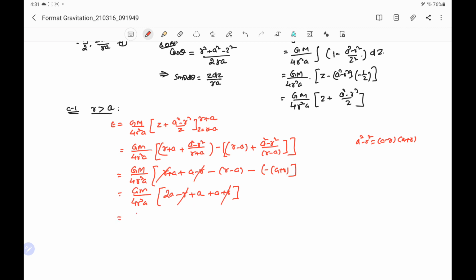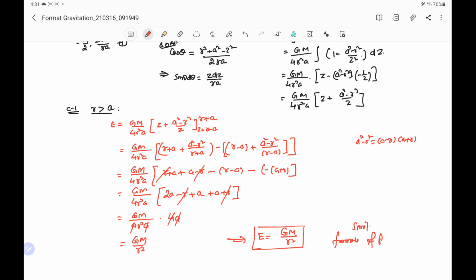So this will give GM by 4r square a into 4a, and this 4a will get cancelled. It is equal to GM by R square. Hence we can say the gravitational field at the external point of the spherical shell will be GM by R square. It is very similar to the formula of a point mass. In point mass, the gravitational field due to mass m at a distance r is GM by R square.